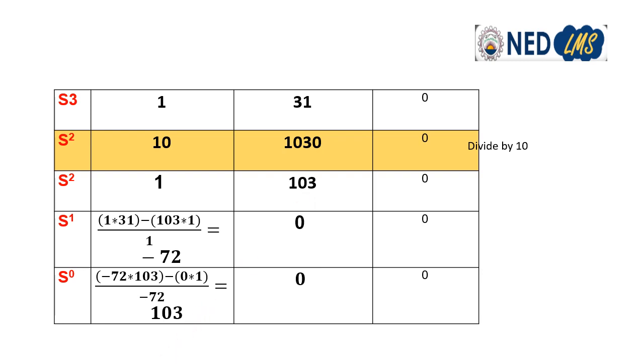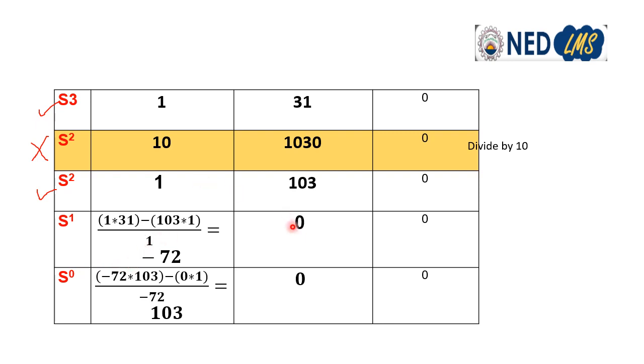So next we will use the first row of s cube and the third row of s square. We will not use the second row of s square. Although we can use it also, it will make the calculations larger, so we simplified it by dividing by 10. Then we fill the next row, and we multiply 1 by 31 minus 1 multiplied by 103 divided by 1, and this is equal to minus 72.